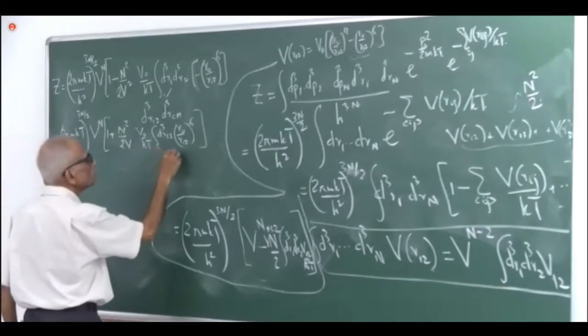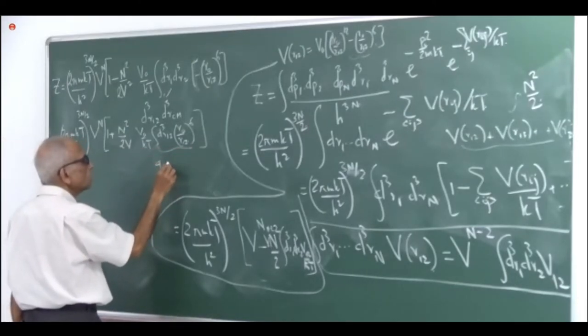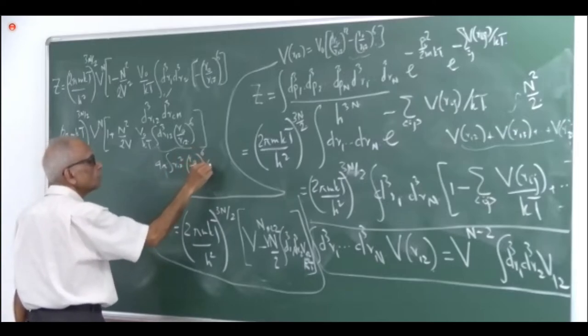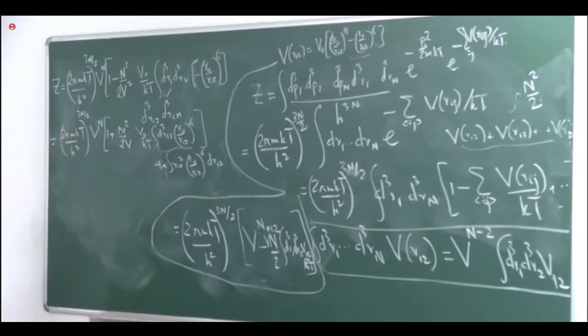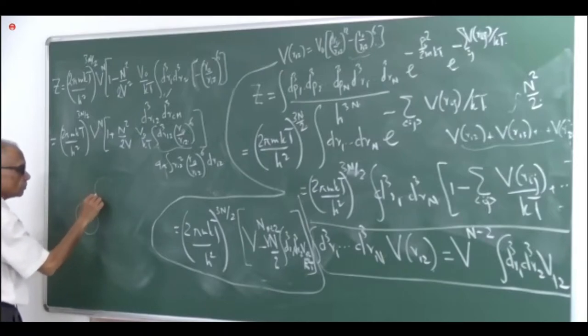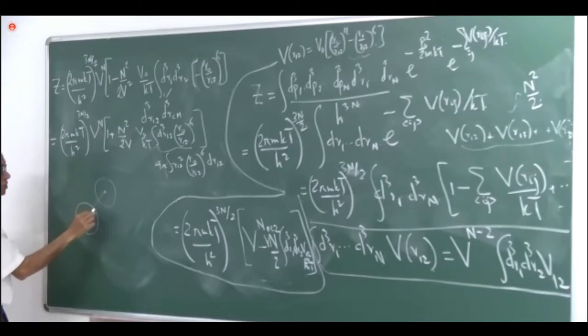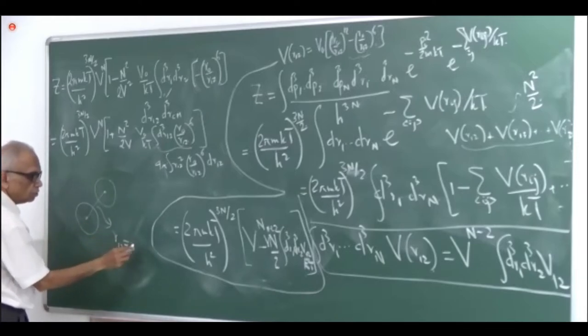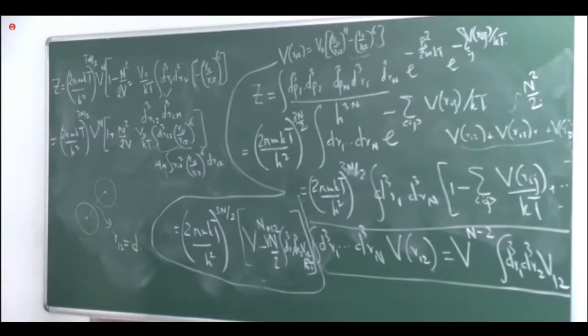So I want to focus on this. It is 4 pi integral r12 squared, r0 over r12 to the power 6, d r12. What is the range of integration? The range of integration has to be to where, essentially, the closest approach is r12 equal to the diameter d.